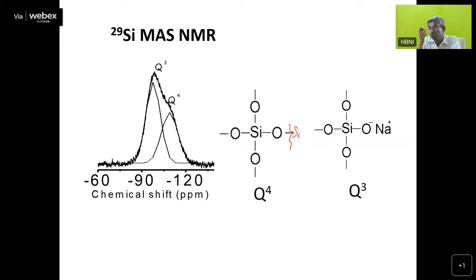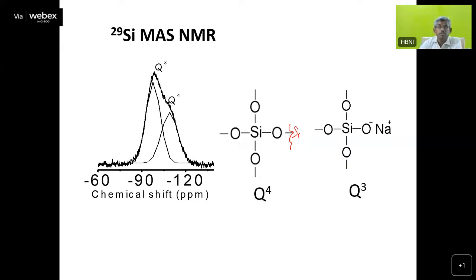So glass is used for various purposes. For a given purpose, which glass will be suitable, we can get information regarding this by recording the silicon-29 magic angle spinning NMR spectrum. So this is one of the very good pieces of information provided by magic angle spinning nuclear magnetic resonance, to estimate the relative concentration of the non-bridging oxygen atom.